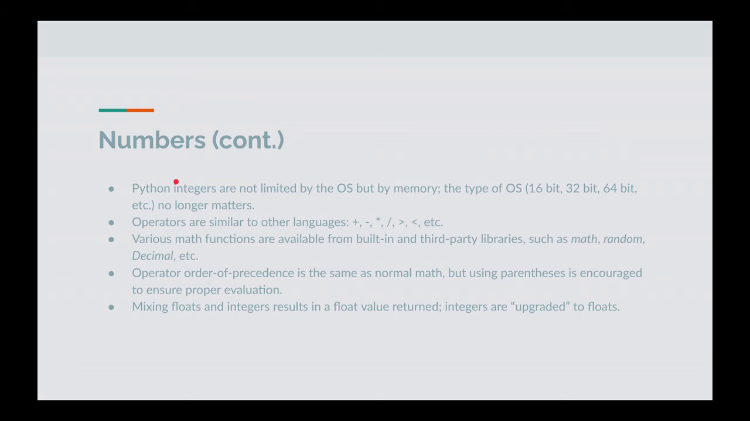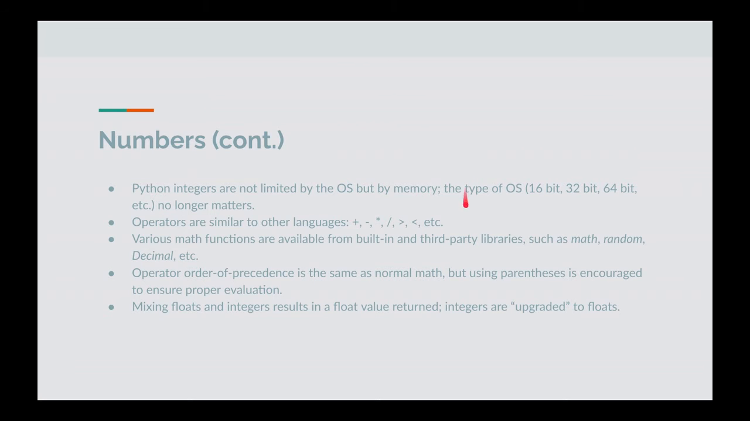Python integers are not limited by the operating system like C, but by memory. And so the type of operating system that you have, 16-bit, 32-bit, 64-bit, it doesn't matter. Python will accommodate whatever limitations that operating system has, so you don't have to think about it.